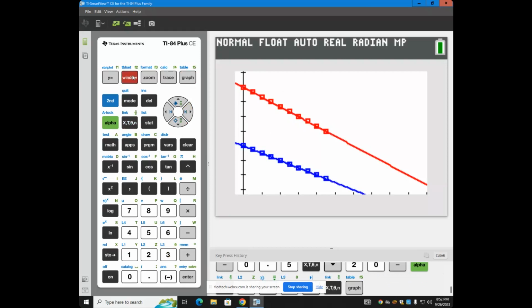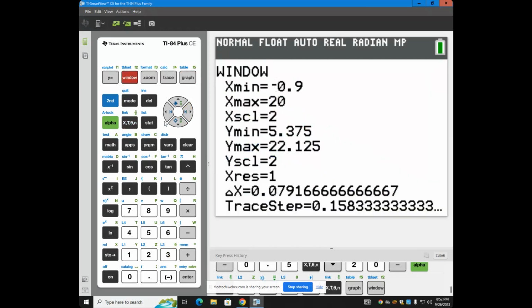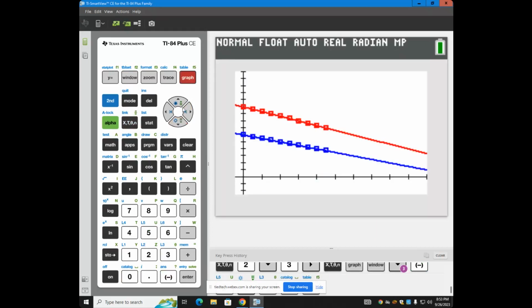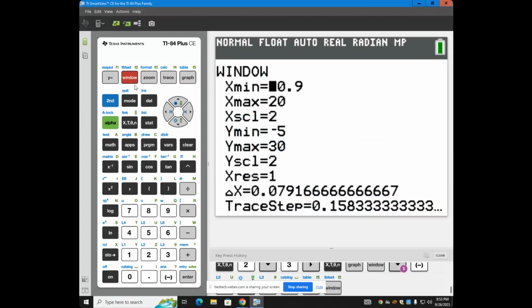Okay, now I need to fix my window. So let's see, what do I need to fix here? So try to get some kind of a negative Y minimum so you can see the axes. Yeah, and then I think this is going to go out farther. I think it might show up because, there we go. Oh, it went a lot farther than I thought. So we kind of do this playing back and forth. I think I typed something in wrong because the x-intercept should have appeared.